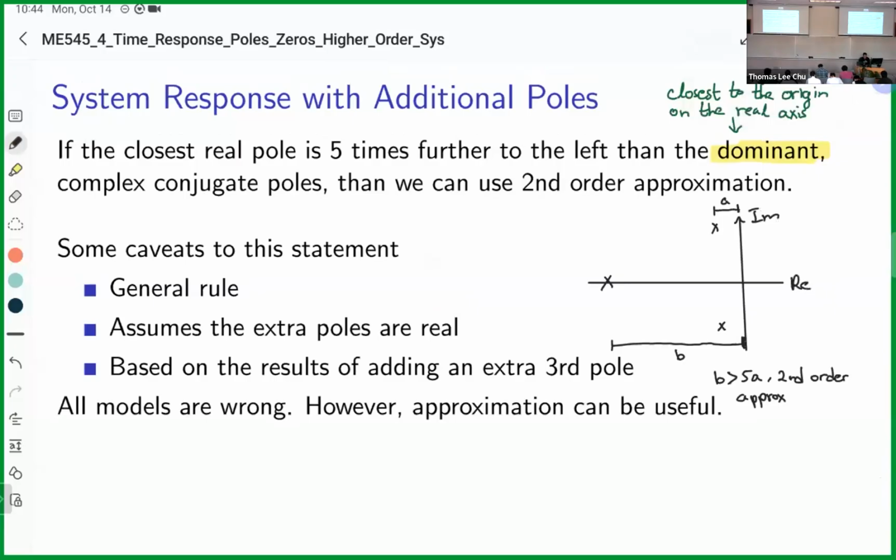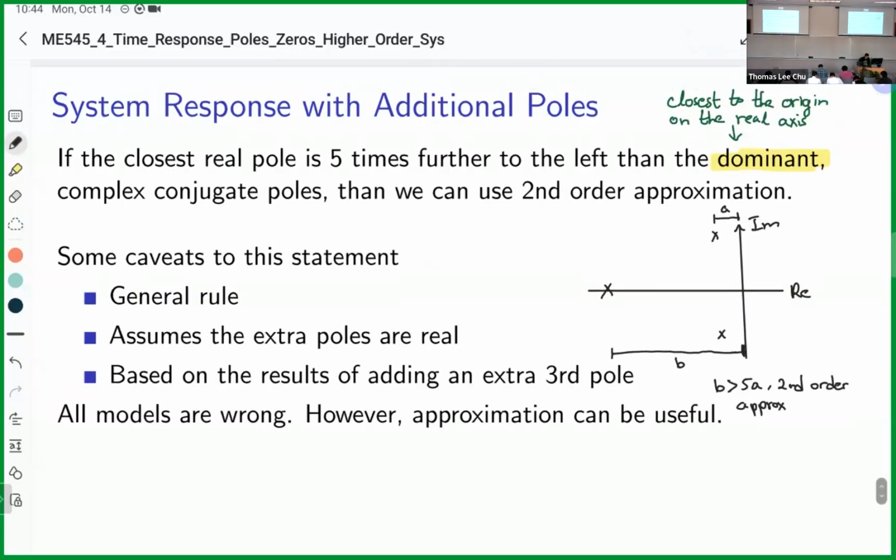This is a very generalized rule, so it doesn't always hold true. It assumes the extra poles are real. So if you have 2 pairs of complex conjugate poles, it's not as good of an approximation. And it's based on the results of adding a third extra pole. If you add maybe 4 or 5 extra poles, it just gets kind of dicey. It's very generalized, so it goes back to the statement that all models are wrong. However, approximation can be useful, and sometimes it is useful.